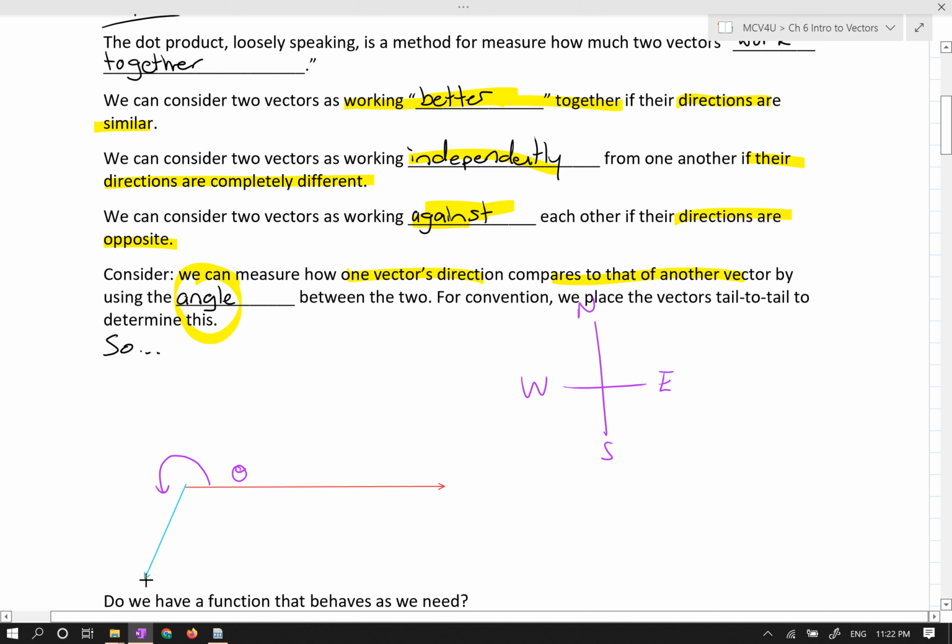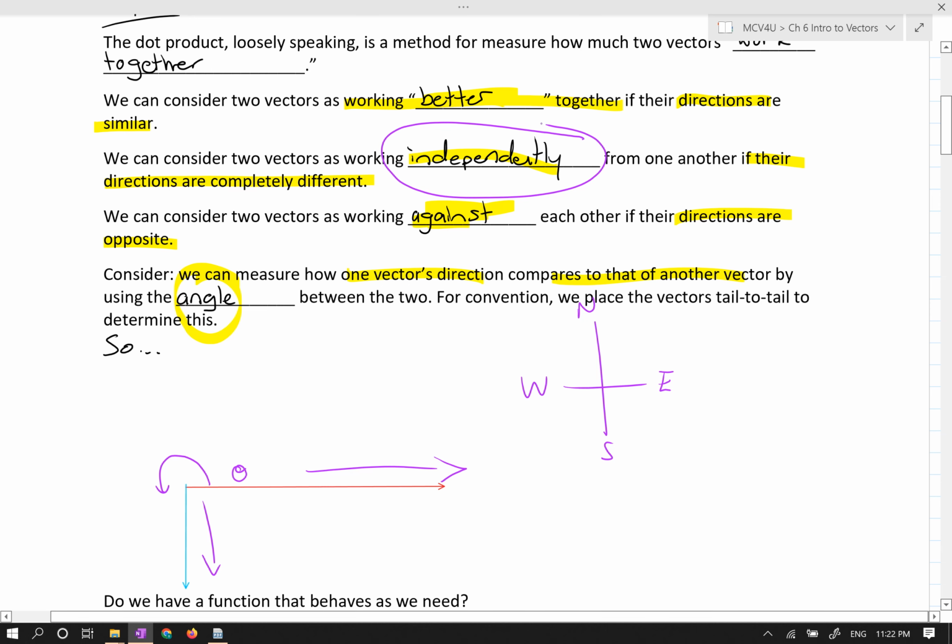But as soon as I cross this southern line, so actually here, if I point this straight south, one of the directions is going east, the other direction is going south. Is there any overlap there? No, there's not. If one is going directly straight south and the other is going directly straight east, there is no overlap. We would say here, this is when we would say that these two vectors are working independently from one another.